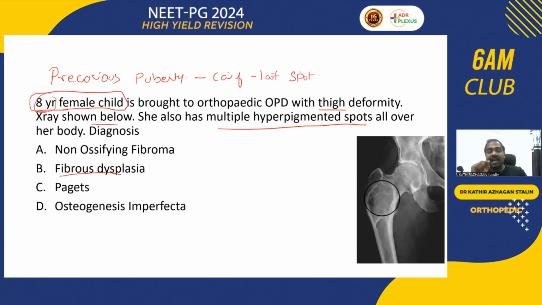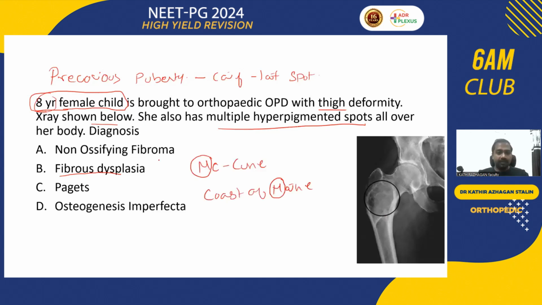This McCune-Albright syndrome, Kanimoli, let me explain it for you. McCune-Albright syndrome, the first word starts with M. So the cafe-au-lait spot here has the coast of Maine appearance. Coast of Maine appearance. Kanimoli, are you getting this? Coast of Maine appearance, okay, not coast of California.